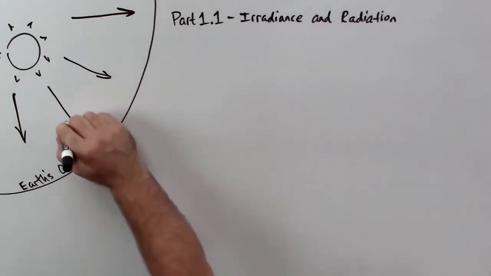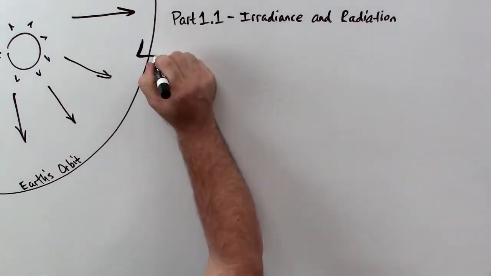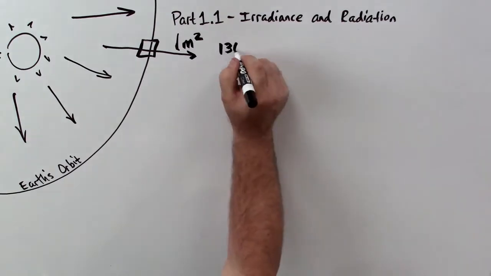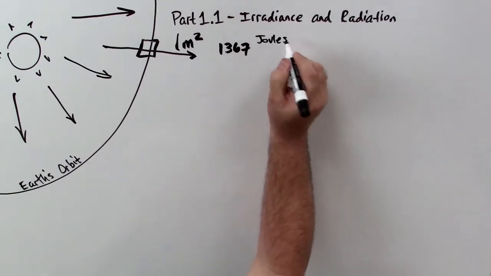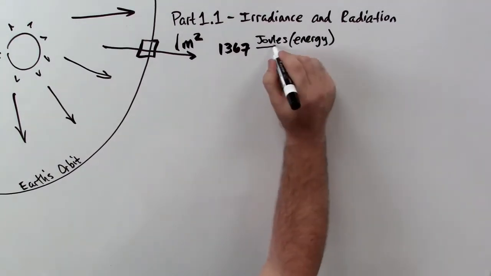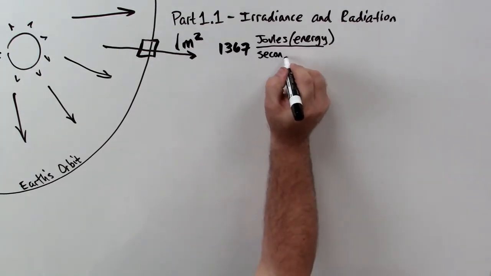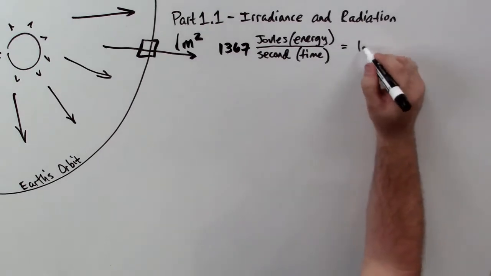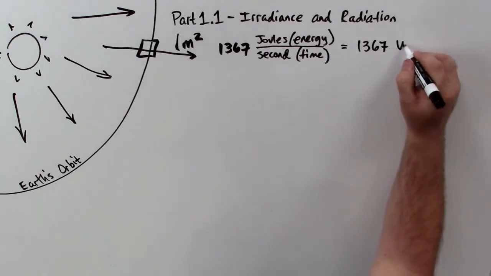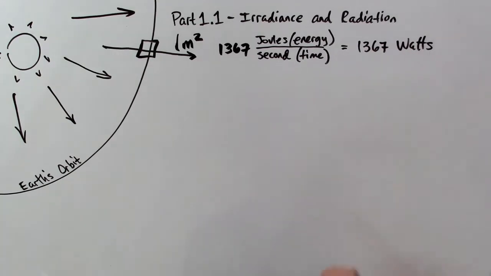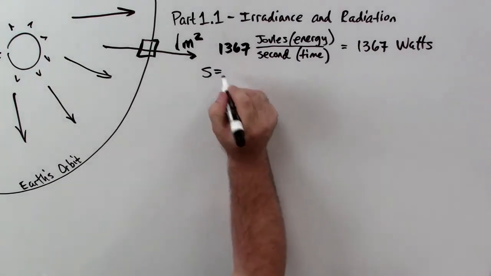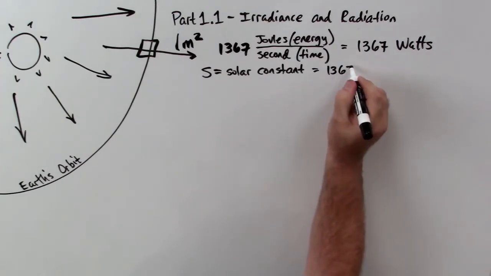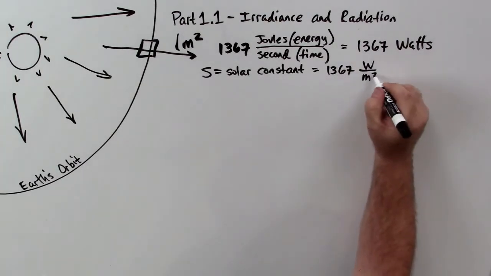So if we imagine the sun out in space radiating in all directions, and at the distance of Earth's orbit we look at a 1 square meter window, we'll see that 1,367 joules of energy pass through that window every second. Now, energy per unit time is power. That's how we define power, the rate of energy transfer. Specifically, the units of joules per second are the power units of watts.